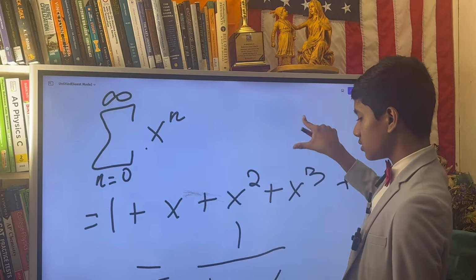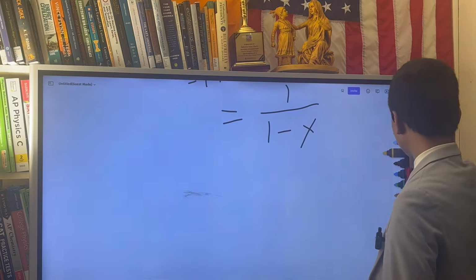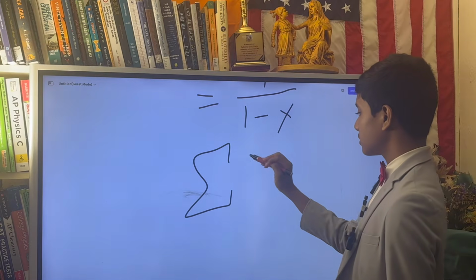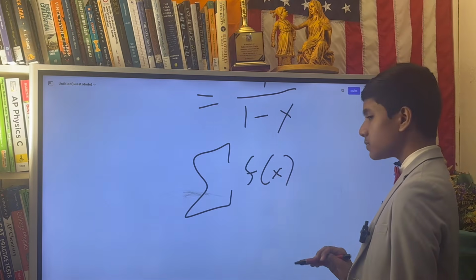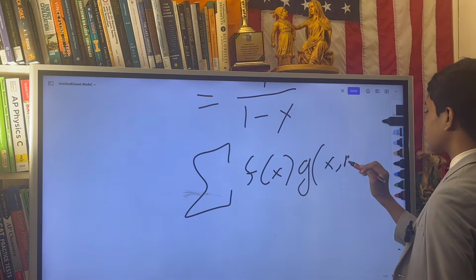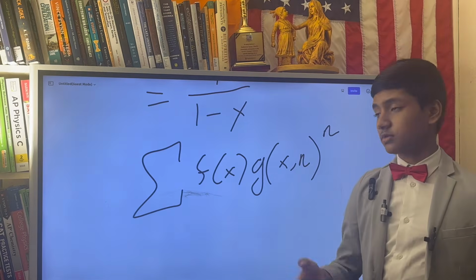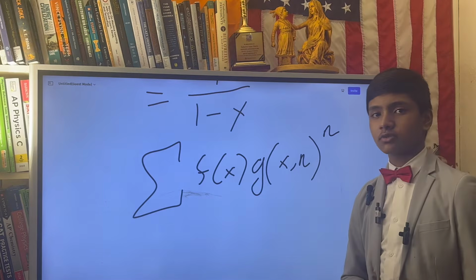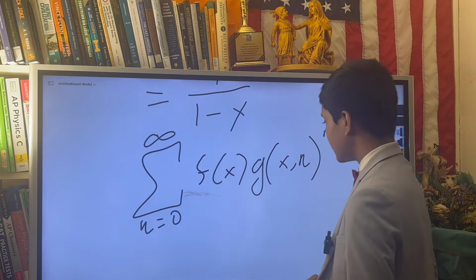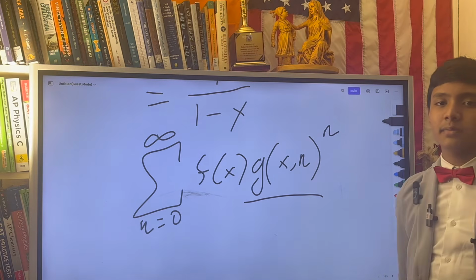Instead of being just x to the n, we now have some function f of x and multiply it by some function g that might depend both on x and on the sum index n, to the nth power, which means its power or influence is going to increase as you go on. And an important distinction is that this has to be a rational function. Otherwise, pretty much anything could be hypergeometric.